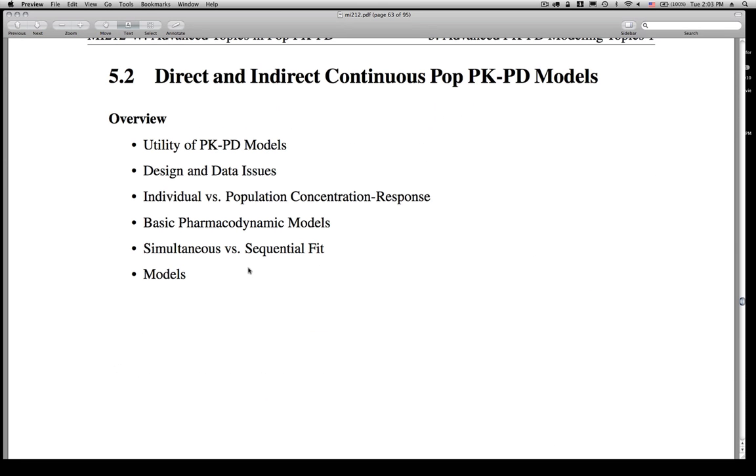Before we get into the models, I was going to cover a few topics that come up in this discussion. A little bit about data design issues, individual versus population concentration responses, reviewing strategies for simultaneous versus sequential fits, and so on.